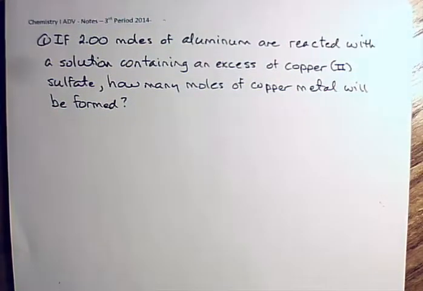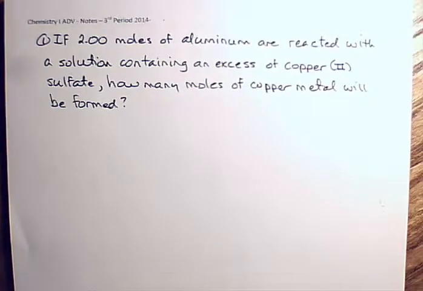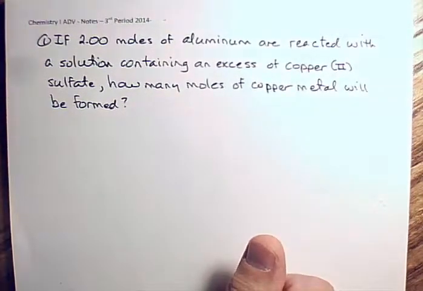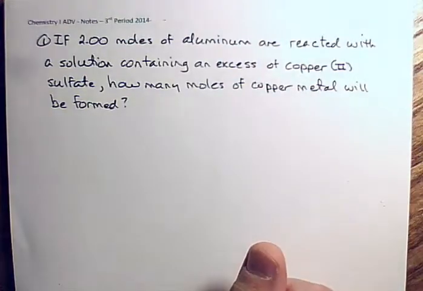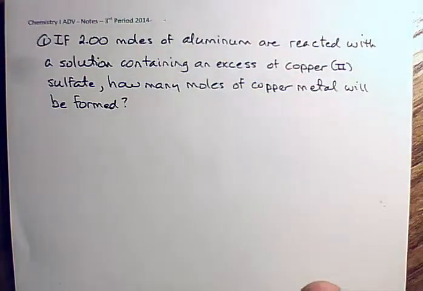So here's the problem we're going to start with. If 2 moles of aluminum are reacted with a solution containing an excess of copper 2 sulfate, how many moles of copper metal will be formed?